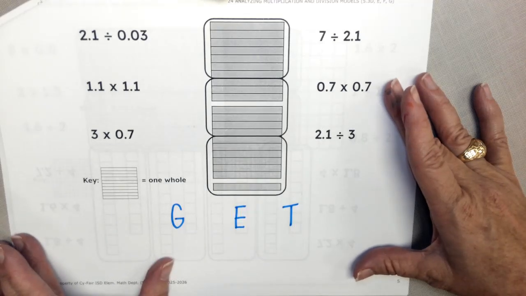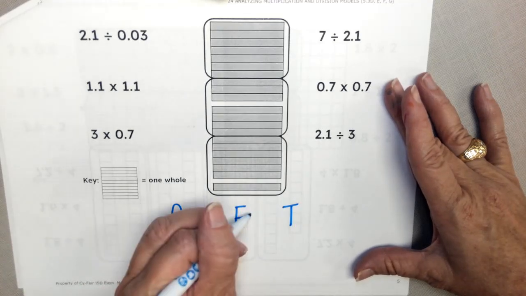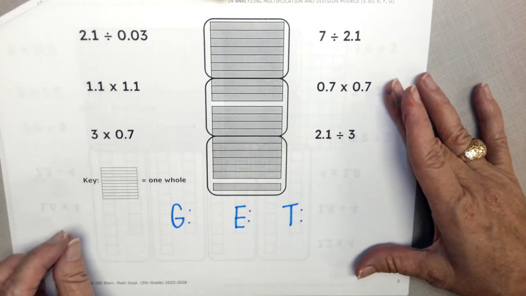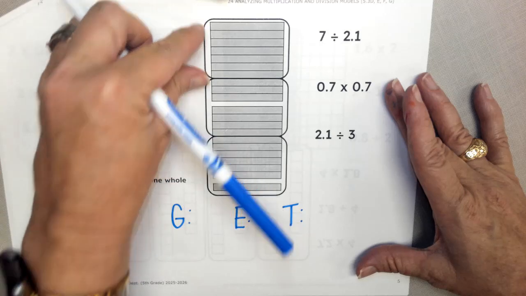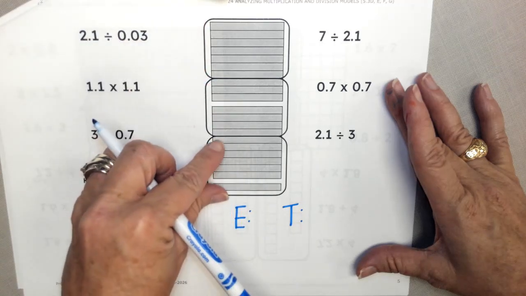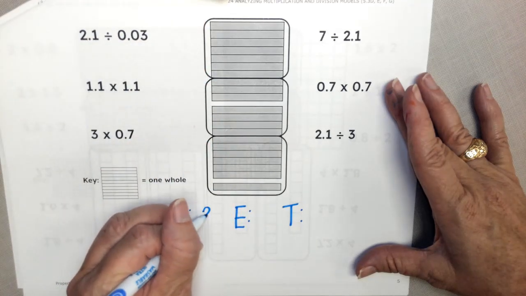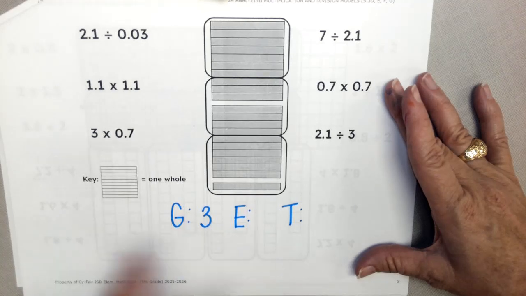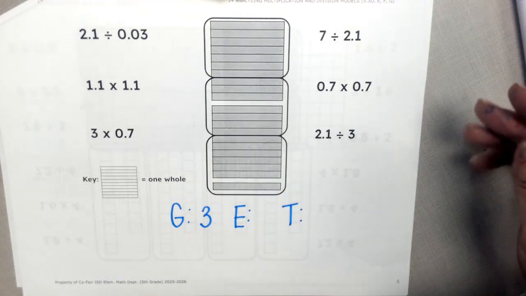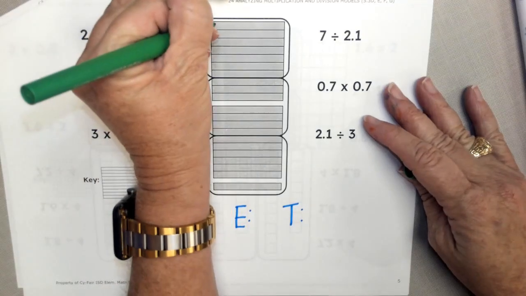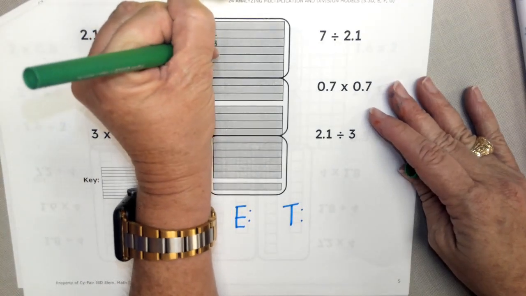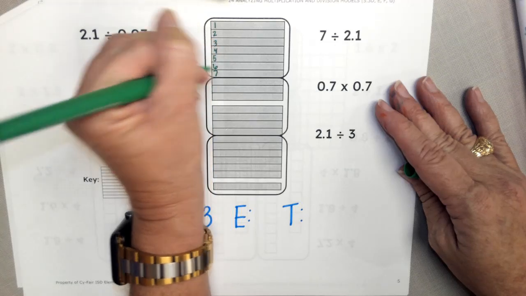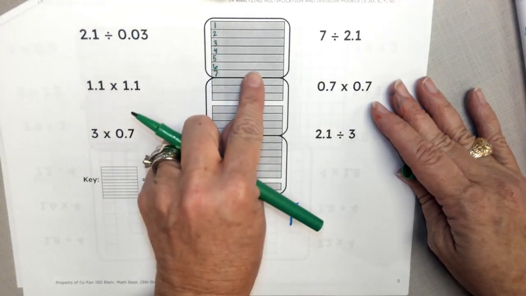And once I have my GET, it's always easy sometimes for me to find the groups. So that's that dark circle. So I see 1, 2, 3. So I'm going to go ahead and label my groups. Once I can identify my groups, then I need to find out how many are in each. So I'm going to label. We have 1, 2, 3, 4, 5, 6, and 7. And remember, that's 7/10.